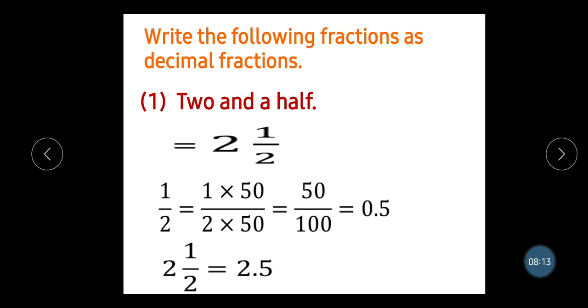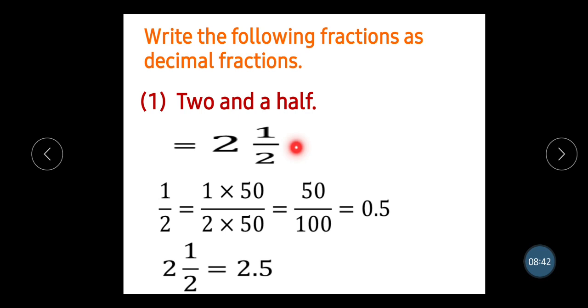Question number 1. Write the following fractions as decimal fractions. First one, 2 1/2. Now we are supposed to write the first step in mixed fraction. So 2 we will copy as it is. Half is written as 1/2. So 2 1/2 in mixed fraction is written as 2, 1/2. Now we need to convert 1/2 in decimal form.